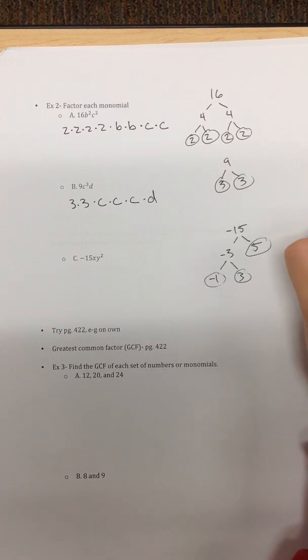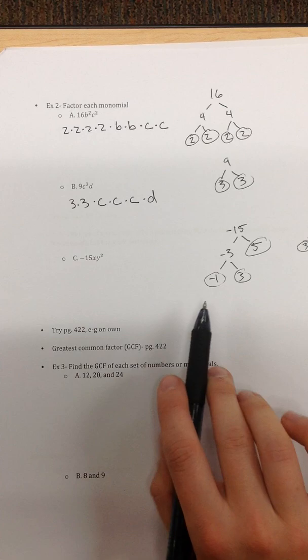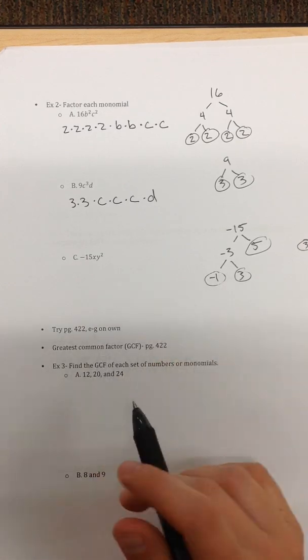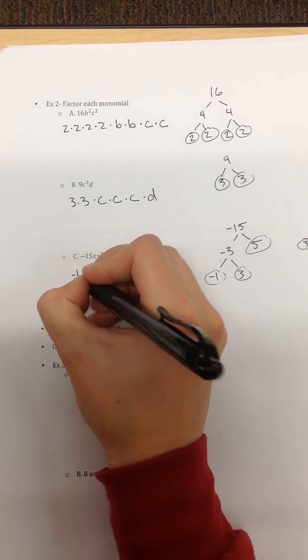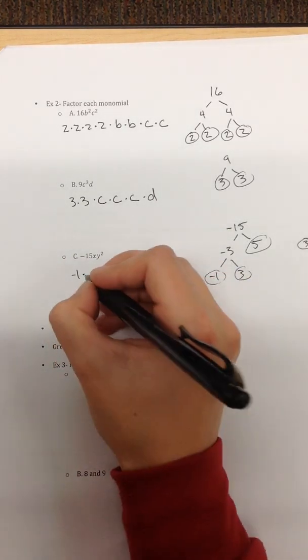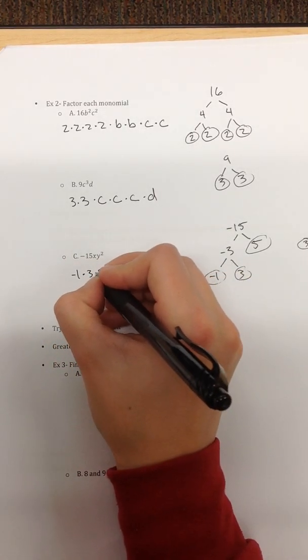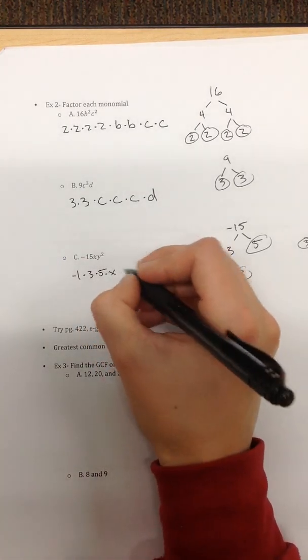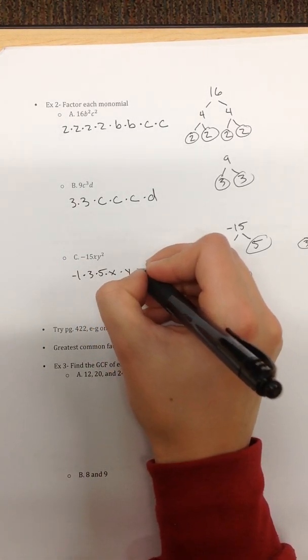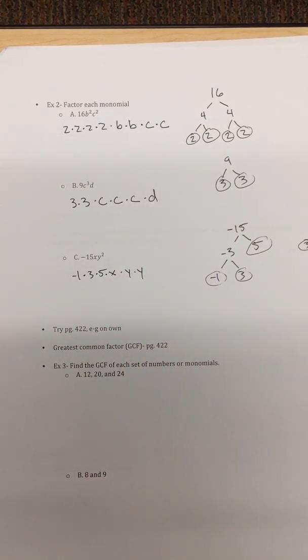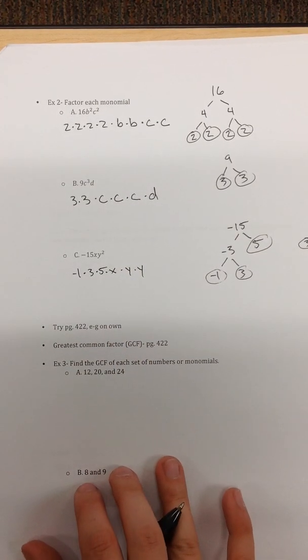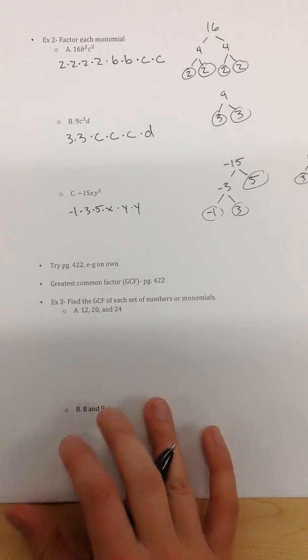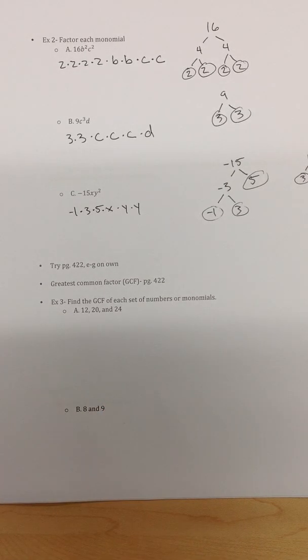So like if I broke this down as just a regular 15, it would just break into 3 and 5. And I could just use those numbers, but then you also have to have that negative 1 out front as well. So I would go negative 1, and then my two numbers there, 3 and 5. And then there's just one of the x, so times x, and then it's y squared, so that would be 2 y's multiplied out. Okay, so on page 422, try out E through G, and I'll get you the answers here.